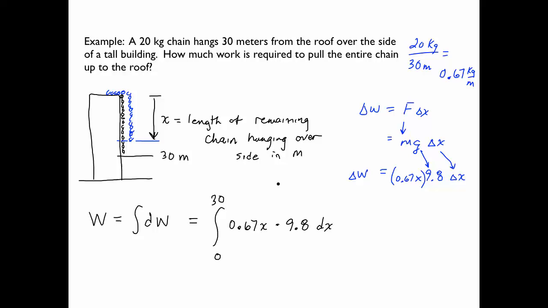So even though the chain starts at 30 and ends at 0, we think about adding up the little bits of work the other way. Okay, so we think about first the last little bit of chain, pulling that to the top. And then right before that, we have a little bit longer distance. How much work did it take to move that up a little bit? And then all the way down to 30, okay? Questions on this example?